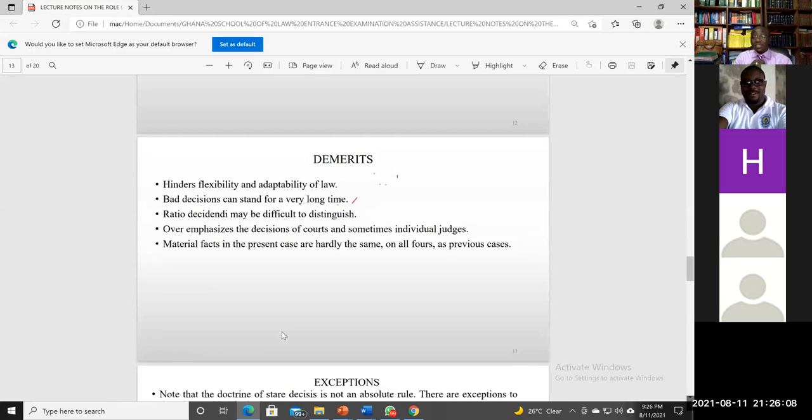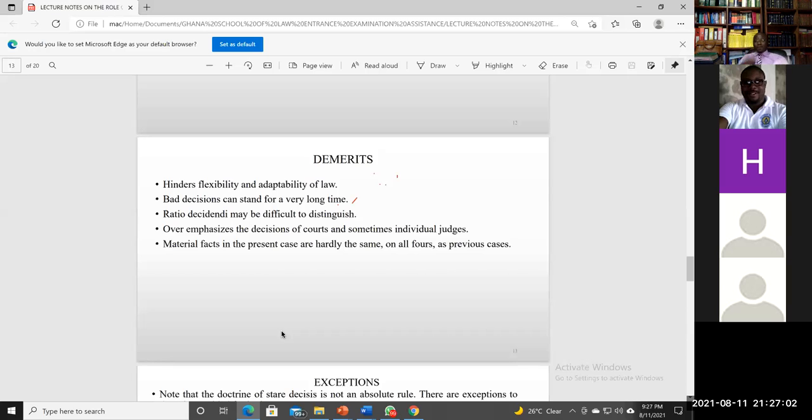An argument will be made that judicial precedent hinders flexibility and adaptability of the law. And particularly so, if you take courts other than the Supreme Court, because we've seen that per Article 129 clause 3 of the Constitution, decisions of the Supreme Court are binding upon all courts in Ghana on points of law. Whether you agree or you don't agree, whether it's a good decision or it's not a good decision, you're bound by it. So that is another problem.